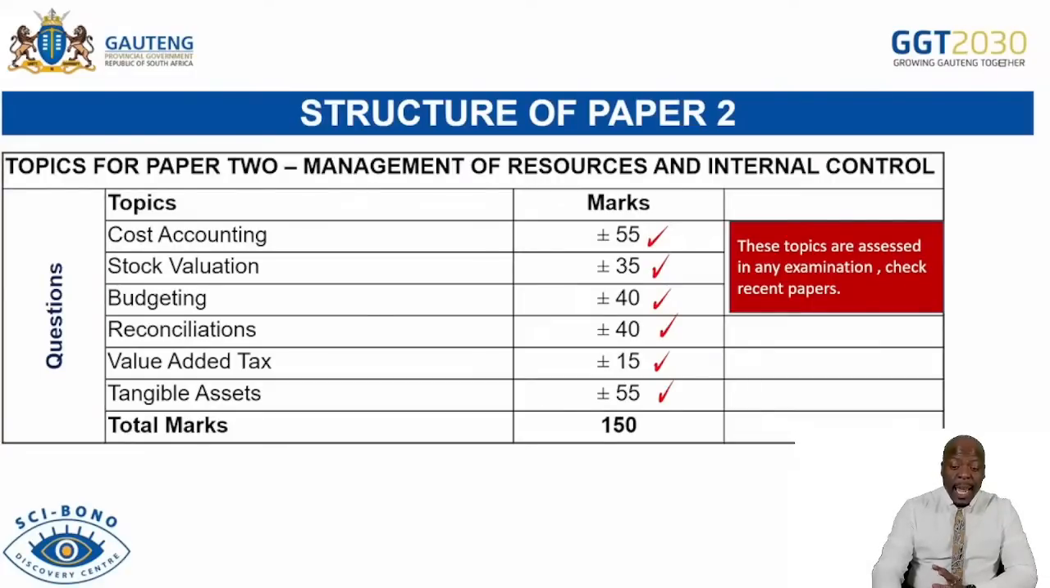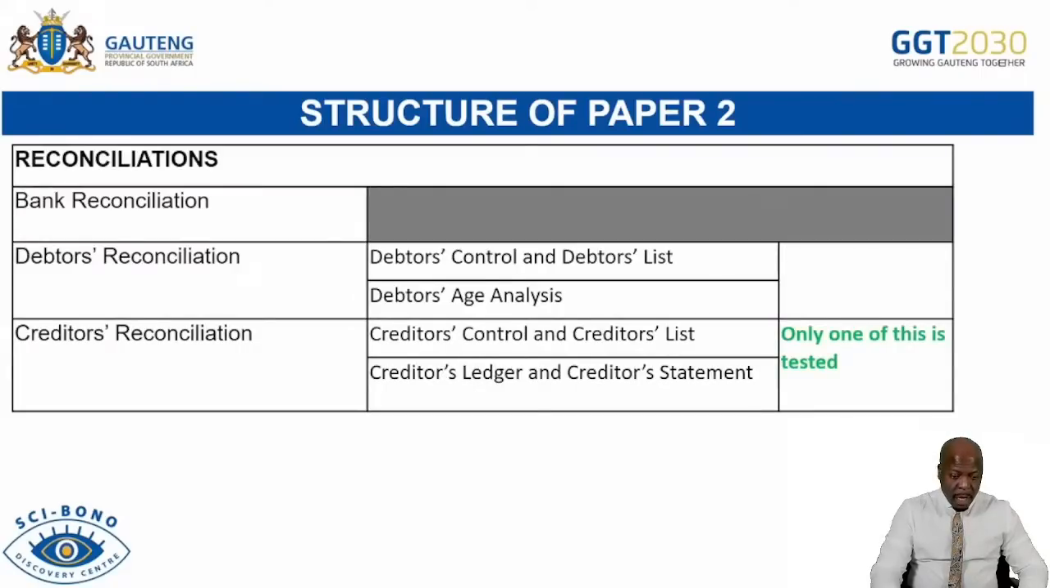These topics are assessed in any examination. Check recent papers, and you will find that in recent papers we have had these topics coming in Paper 2. On your reconciliations, we will look at the bank reconciliation. There is also the debtors reconciliation. Remember, we look at the debtors control, the debtors list and the debtors age analysis. I've seen at times the examiner can test both, or only one of these. And the creditors reconciliation, we'll look at the creditors control, the creditors list, the creditors ledger and the creditors statement. Only one of these can be tested.